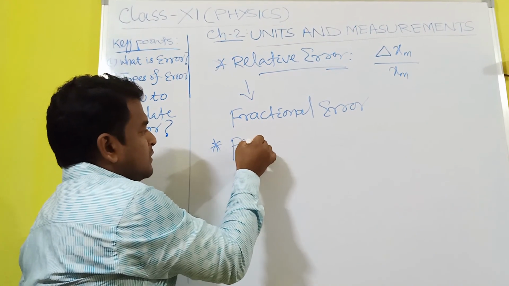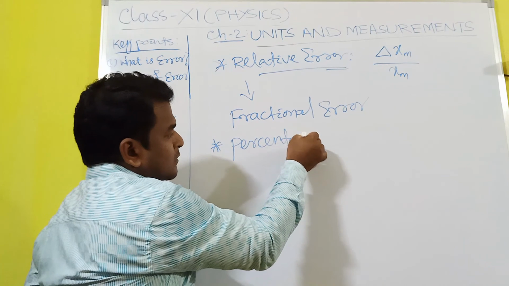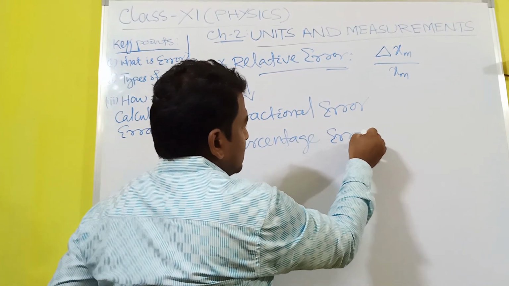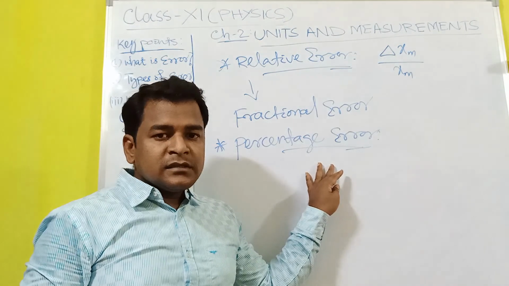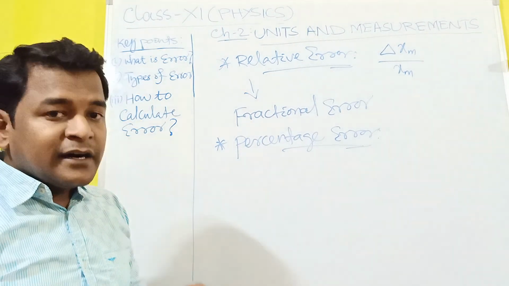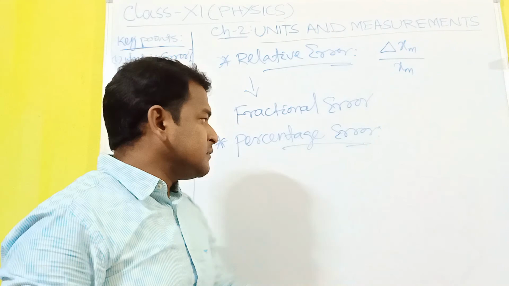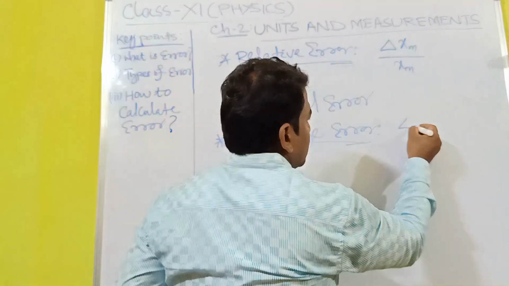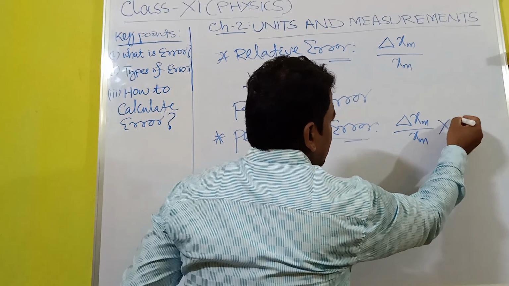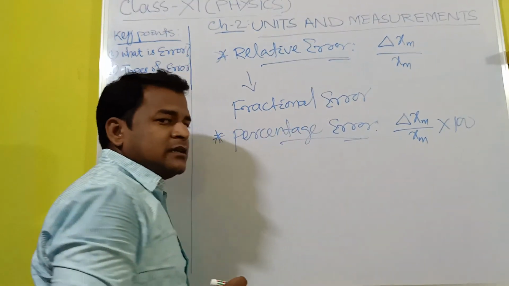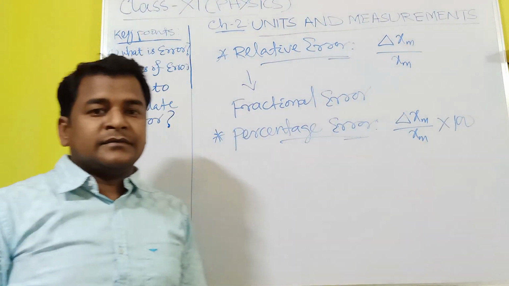Next, percentage error. Percentage error means we simply multiply the relative error by 100. Del xm by xm into 100. This is the percentage error.